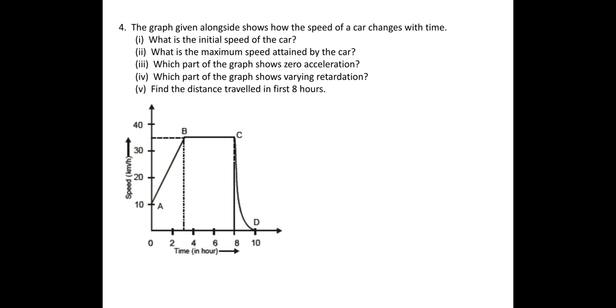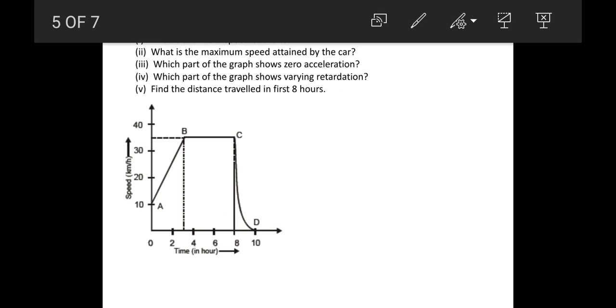Okay, this is a graph question. The graph given alongside shows how the speed of a car changes with time. Carefully look at the graph. One axis is your speed, one is your time; one is in kilometer per hour, one is in hour. You have to observe this graph and answer the questions. What is the initial speed of the car? This is 10. So the first answer is 10 meter per second.